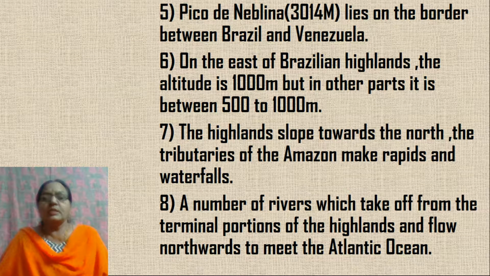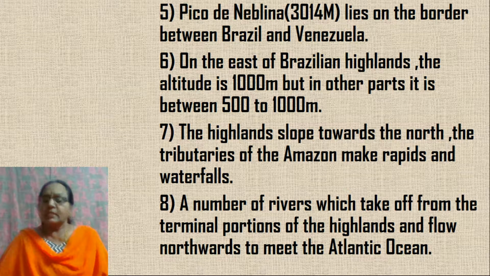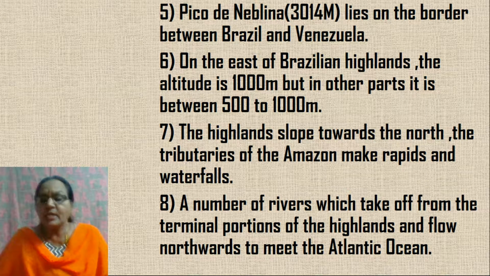Now, the highest point here in Brazil is Pico de Neblina, about 3,014 meters, and it is on the border between Brazil and Venezuela. On the east of the Brazilian highlands, the altitude is 1,000 meters, but in other parts it is between 500 to 1,000 meters. So you find the maximum altitude attained along the Brazilian highlands is just about 1,000 meters.